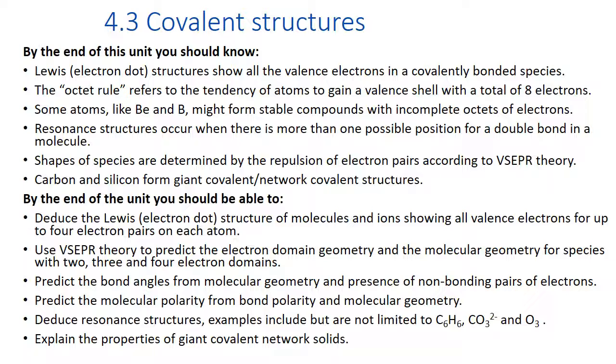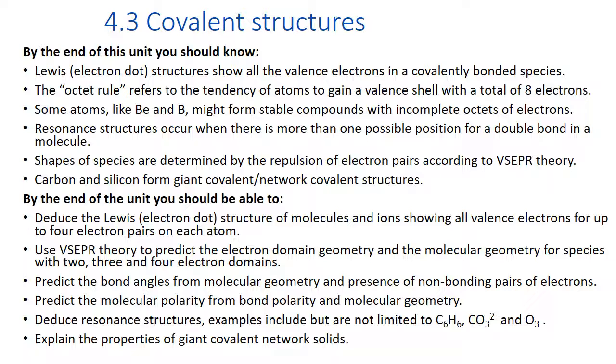By the end of the unit you should be able to do Lewis electron dot diagrams, understand what the octet rule refers to. Some atoms don't actually follow the octet rule, so remember it's only a rule of thumb. Resonance structures occur when there's more than one possible position for the double bond in a molecule. Repulsion of electron pairs determines shapes of species, and we'll look at something called valence shell electron pair repulsion theory, or VSEPR. And from last year, I'm sure, carbon and silicon forming these network covalent structures.